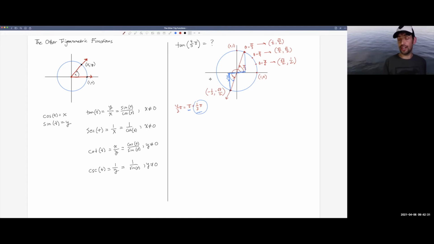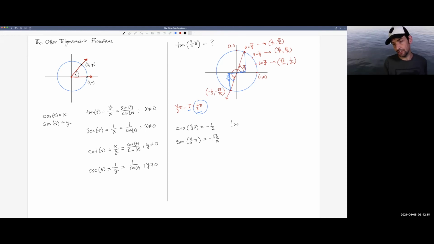So with those x and y coordinates, we can now answer the question that was asked. And in fact, let's just answer a few more questions. We know the cosine of 4/3 pi is the x-coordinate. The sine of 4/3 pi is the y-coordinate.